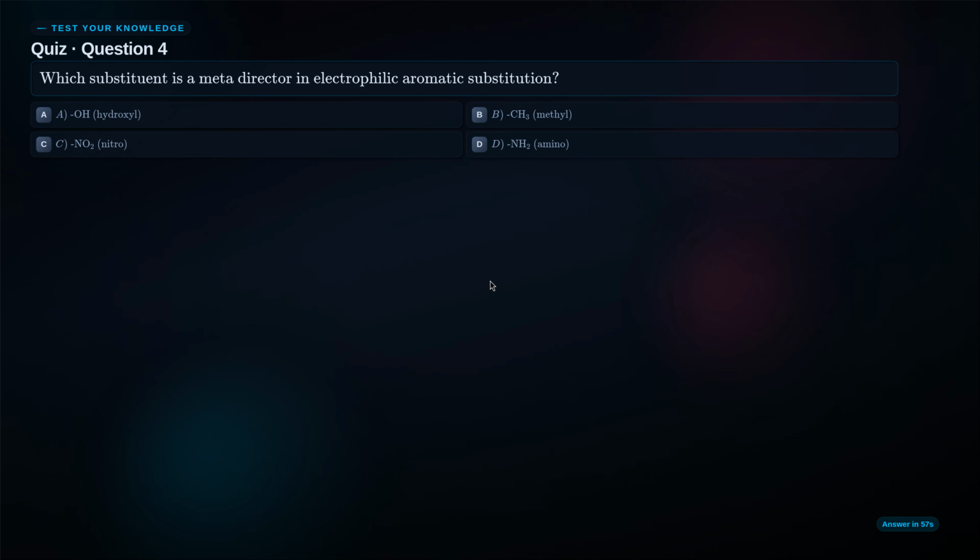Quiz question 4. Which substituent is a meta-director in electrophilic aromatic substitution? Option A, hydroxyl, OH. Option B, methyl, CH3. Option C, nitro, NO2. Option D, amino, NH2. Think about the directing effects of each group.